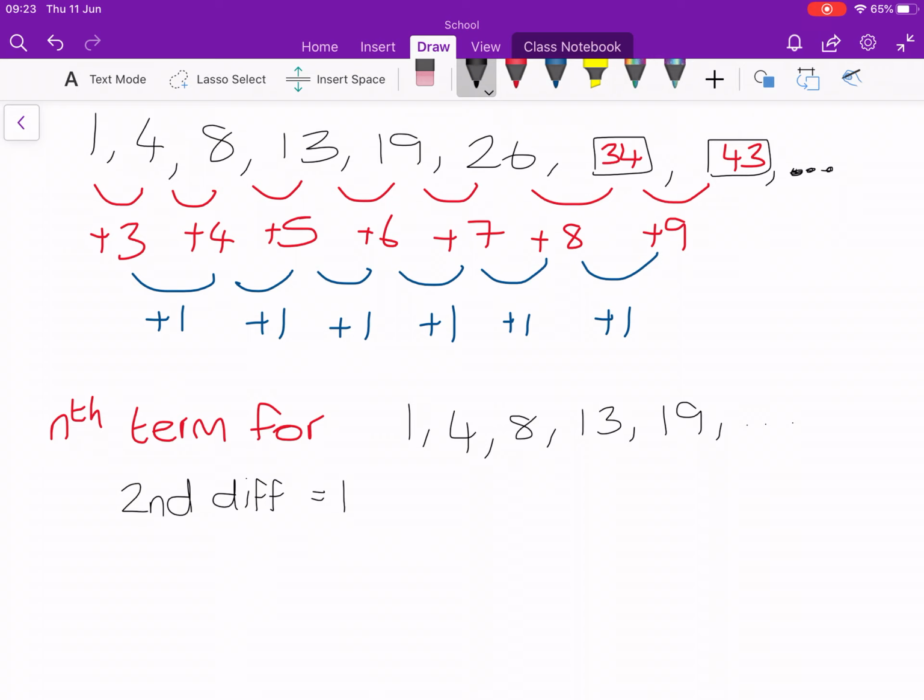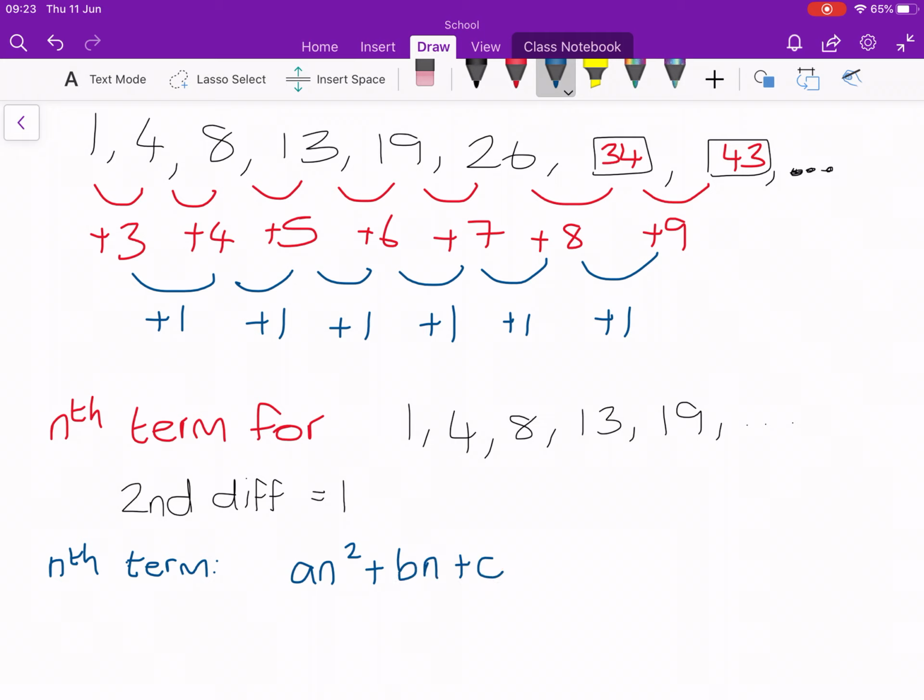Now the nth term will be in the form of a quadratic. So really to do this section on sequences, you need to be familiar with what a quadratic is and what a quadratic looks like. So it's going to be of the form an squared plus bn plus c.